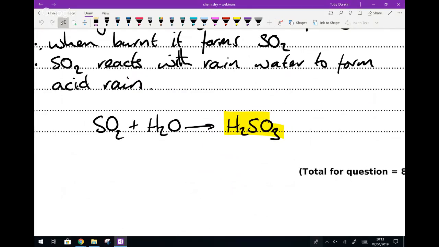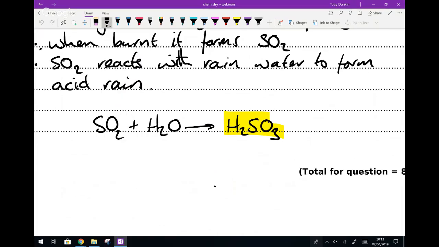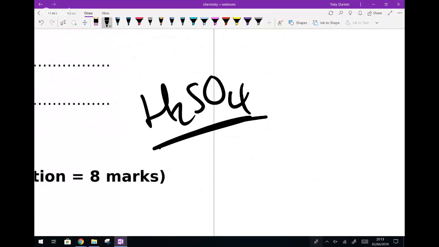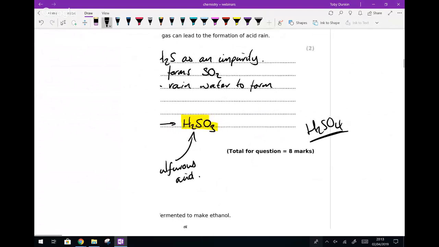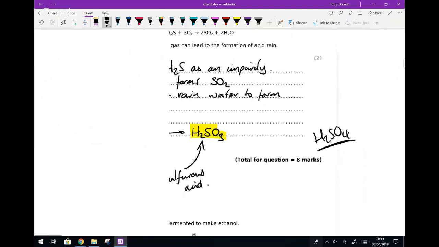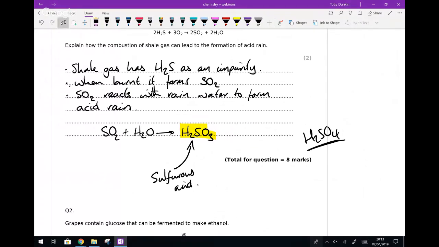Please be careful, year 11. I've given you an equation there purely for that. But that is not sulfuric acid. That is sulfurous acid. Sulfuric acid is H2SO4. And if it rained that, your face would melt off, which is lucky, really, and why it's lucky that it's sulfurous and not sulfuric. Again, my laptop is struggling to cope with this. It's extremely hot. My laptop is roasting. Cool, let's go to question two.